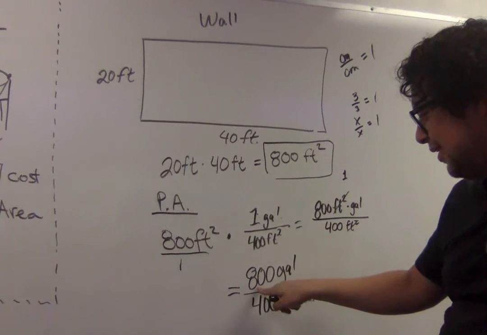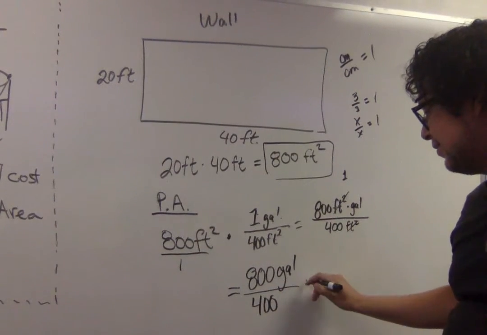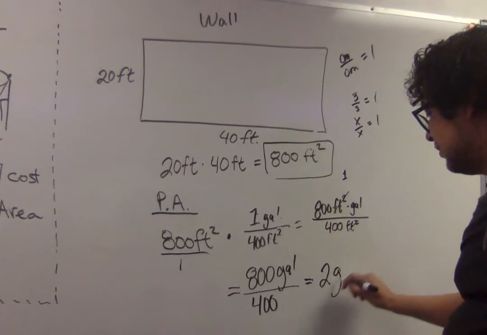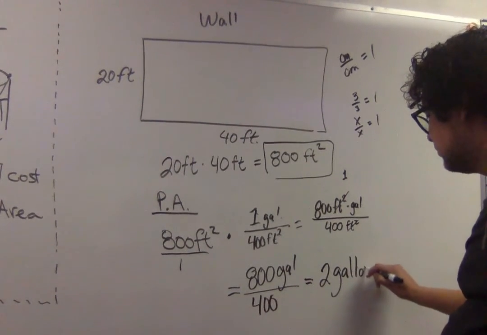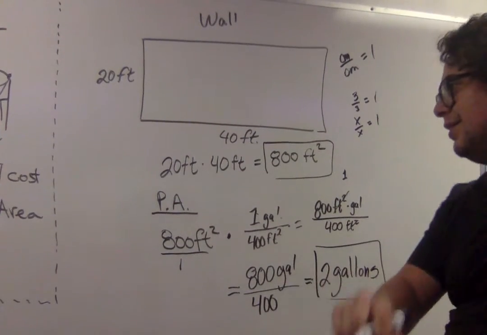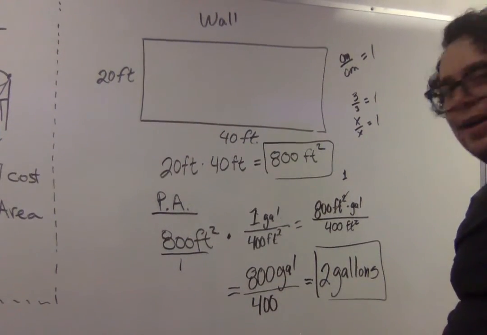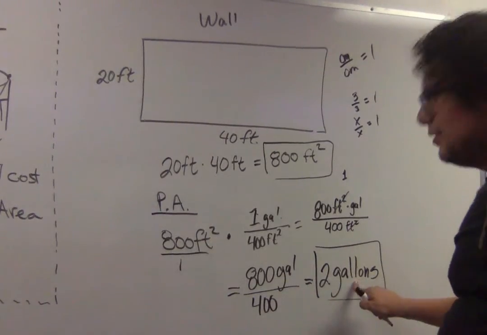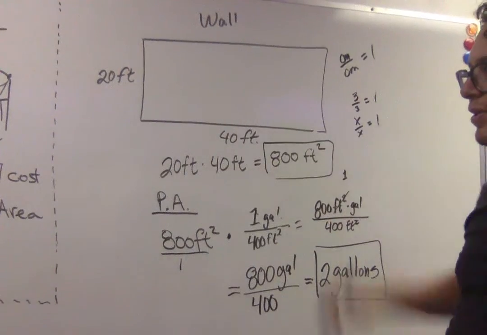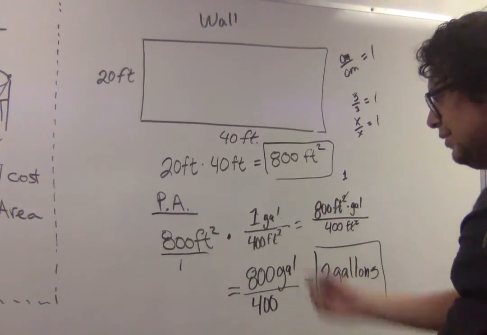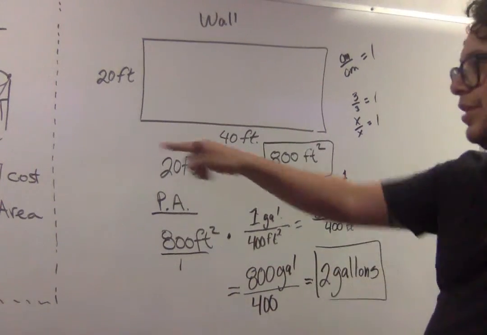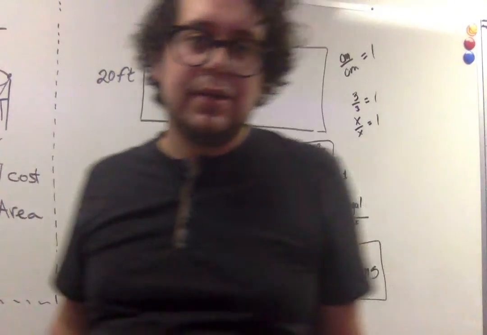So we're going to just do 800 divided by 400, and that's going to tell me that I need 2 gallons. Right? That's how much paint I need. And then to figure out the cost, we'll just take your gallons and multiply it by your cost, right? 1 gallon costs $26.48. Well, then my cost here is going to be 2 times $26.48, okay?